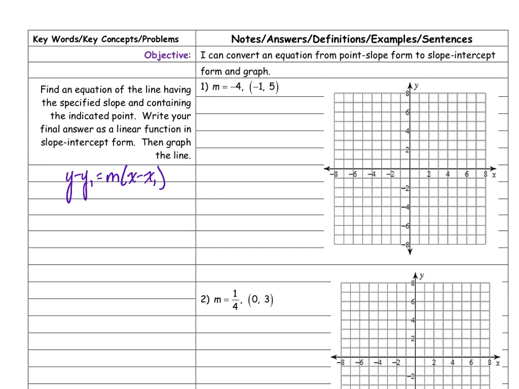So I've got my slope. I've got my point. I'm going to substitute it in. I'm going to substitute in for slope m, for x1 and y1. I'm going to substitute all that stuff in. So I've got y minus 5 equals negative 4 times x plus 1, right? Now it says I need to put it in slope intercept form. That is point slope form. So I've got to write it in slope intercept form. And then I'm going to graph it.